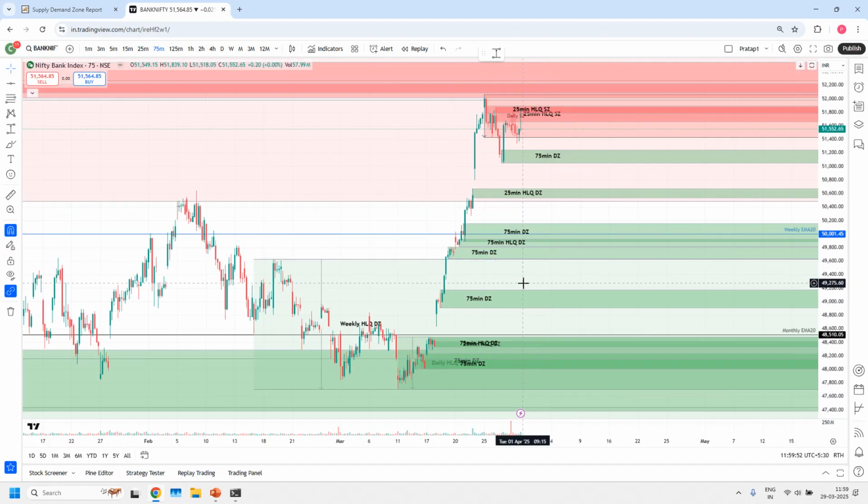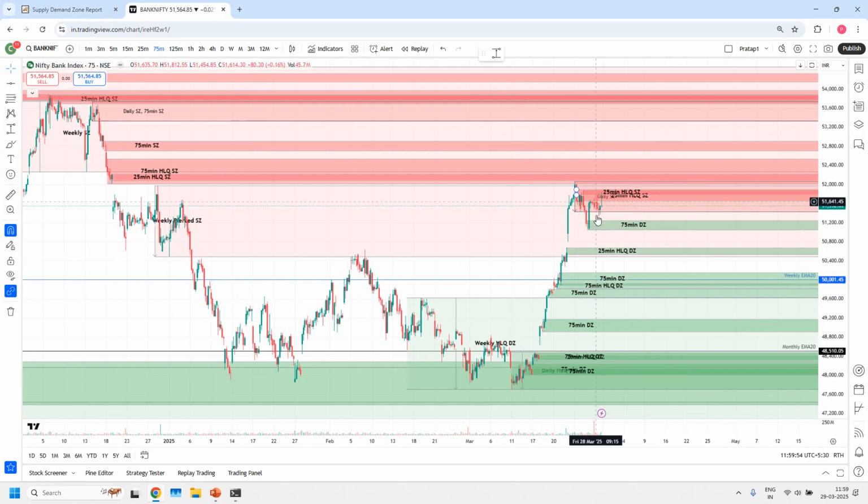See, generally, if you are an intraday trader, draw a few zones, that is enough. You don't go very deep. Once they are violated, draw 2 or 3 75-minute zones. Once those are violated, then again you go to the analysis and do it again with the latest data.